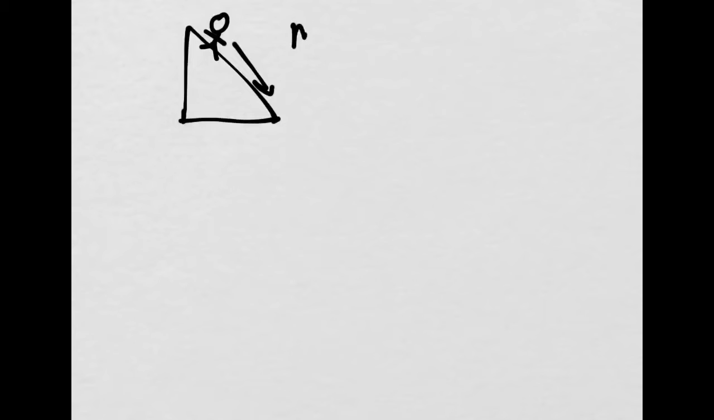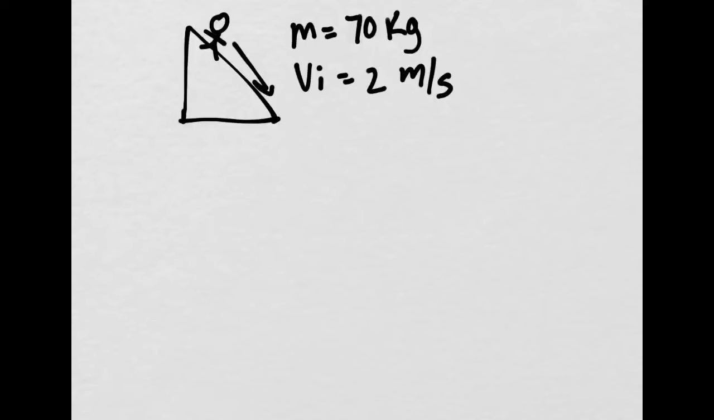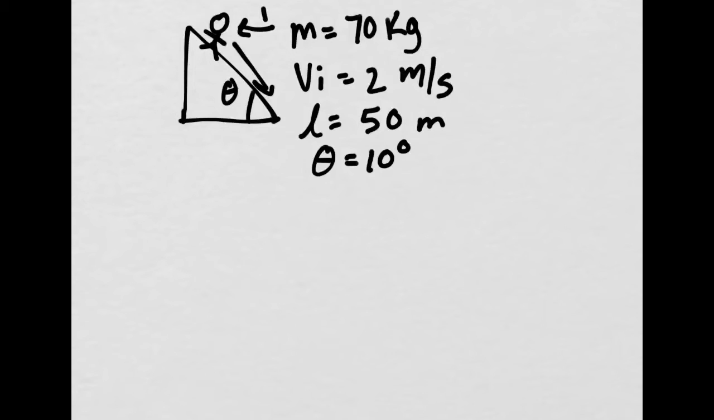The skier has a mass of 70 kilograms. It has an initial velocity of 2 meters per second. The ramp length is 50 meters, and the theta is 10 degrees. The wind is going to be pushing against him with a force that is constantly 50 newtons.